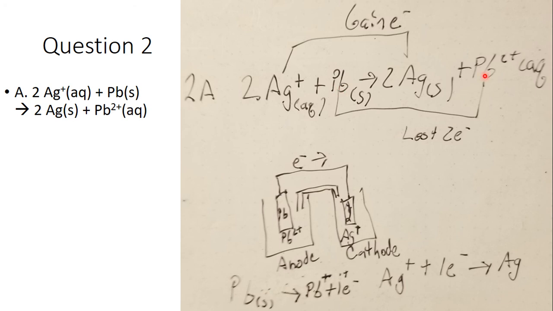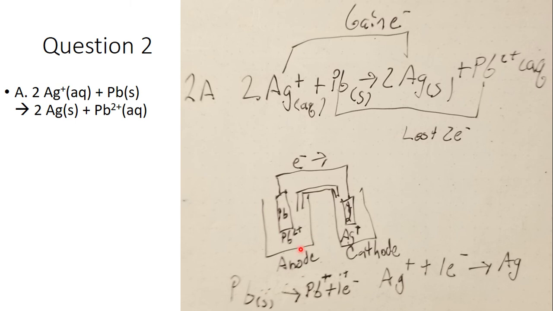And lead goes to 2 plus lead. So I went from 0 to +2, and the only way I can go more positive is by losing electrons. So since silver is gaining electrons, it is being reduced and is my cathode. Lead is losing electrons, it's oxidized, it's my anode.